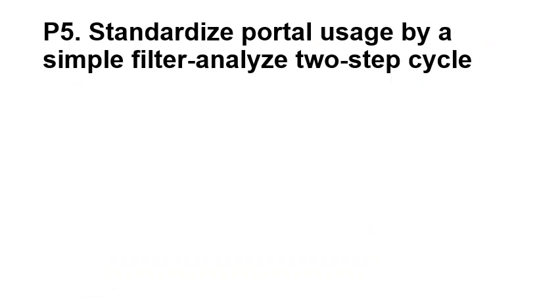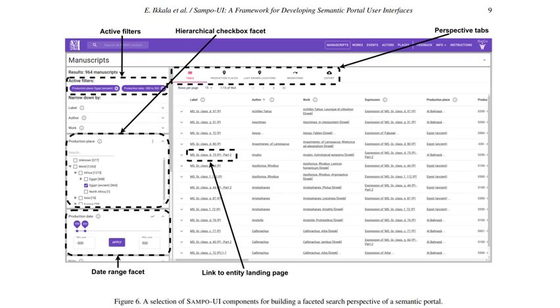Sampo portals also try to standardize portal usage by a simple filter-analyze 2-step cycle. This screenshot taken from Mapping Manuscript Migrations on medieval and Renaissance manuscripts illustrates the idea. On the left-hand side, you have faceted search filters by which you can easily restrict the result set to what you like by making selections on the facets. In this case, you can see facets, for example, on the production place of the manuscripts and production time.